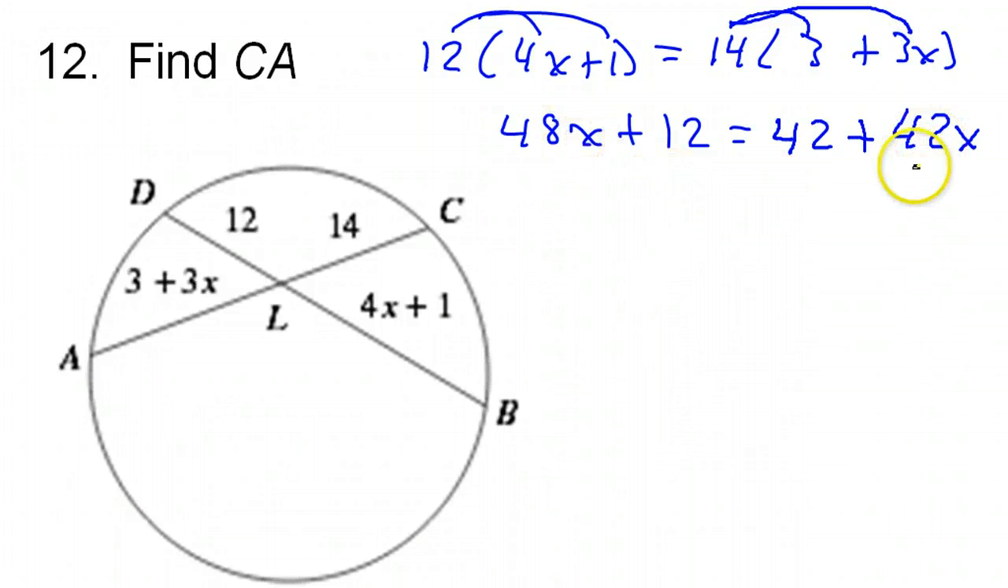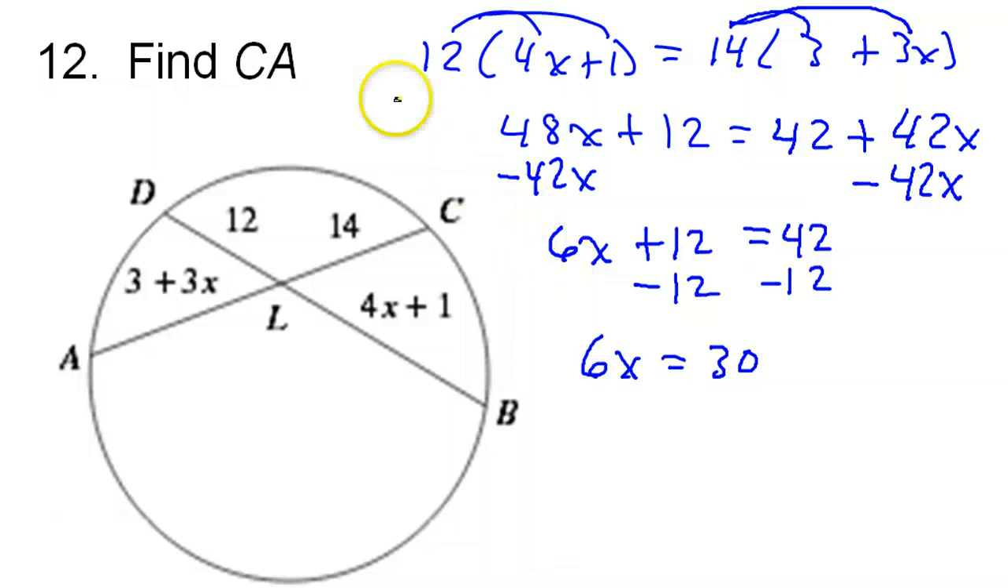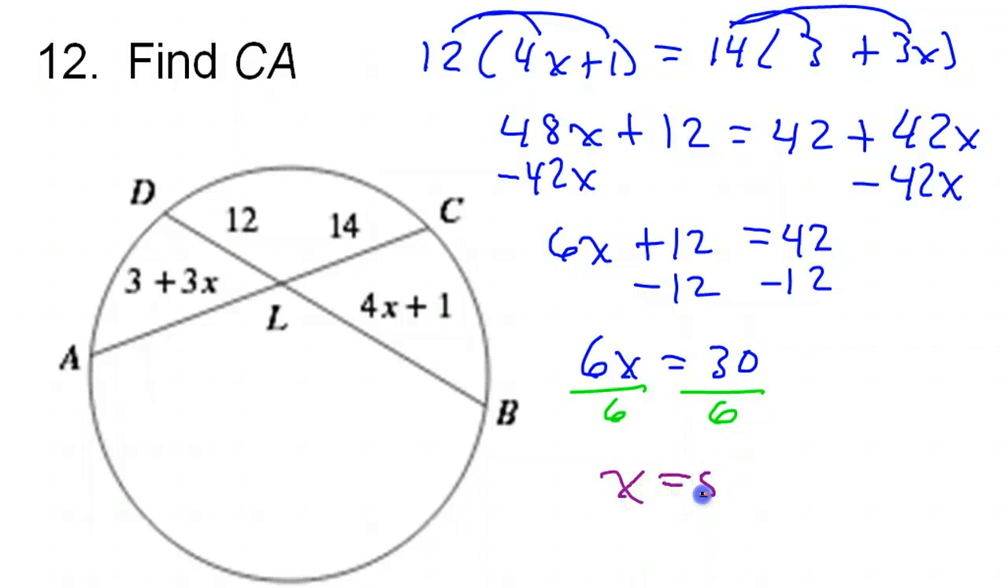I want to get my x's together as soon as possible, so I will subtract 42x from both sides. That's going to give me 6x plus 12 is equal to 42. Subtract 12 from both sides. I'll have 6x equals 30. And then I will divide both sides by 6, and that will give me that x equals 5.